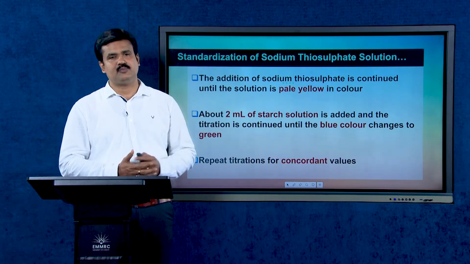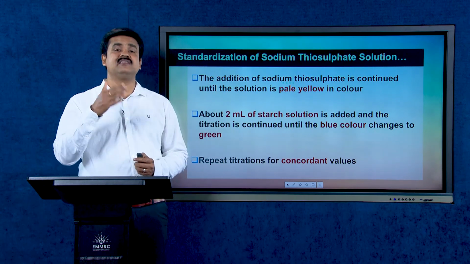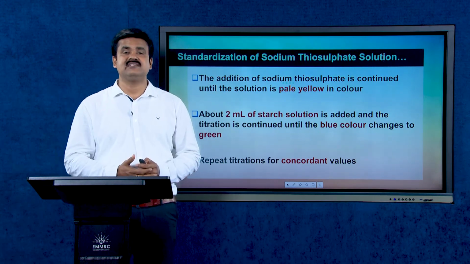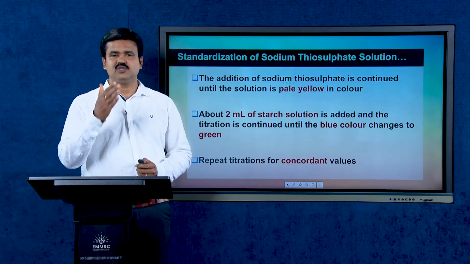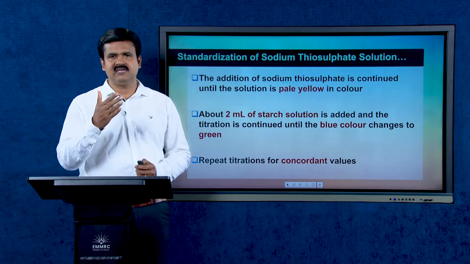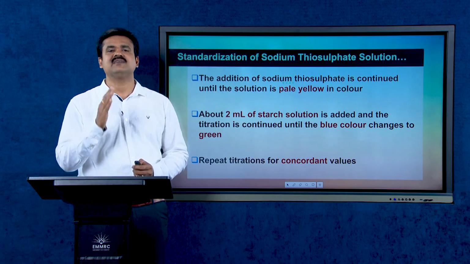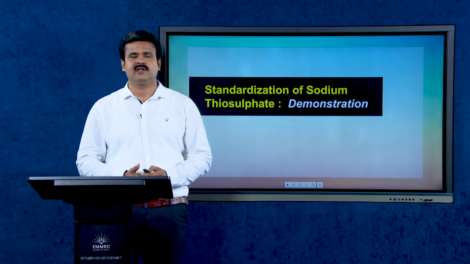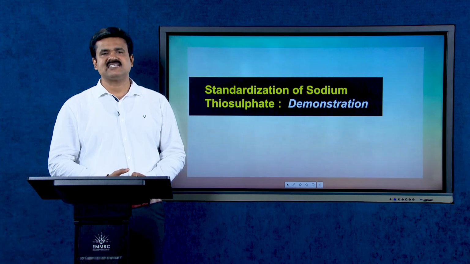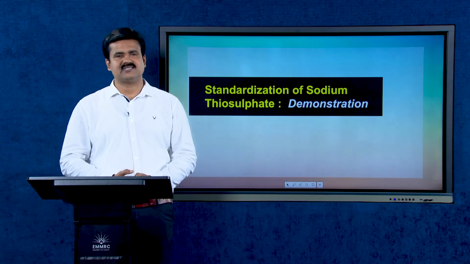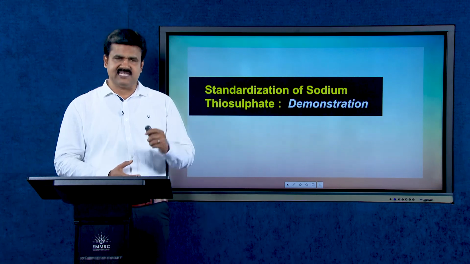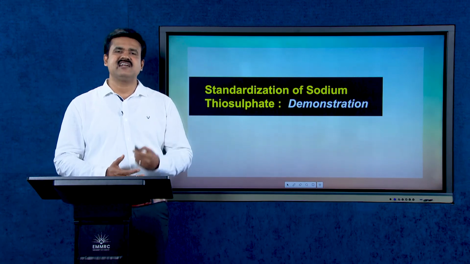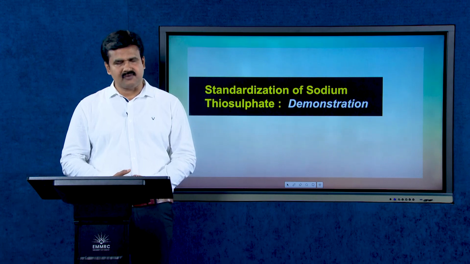That is the end point. Now you have to repeat the entire titration to get the concordant values. Concordant values means 2 values in 2 adjacent titrations must be the same. Now, standardization of sodium thiosulfate. Now we are demonstrating the experiment, the titration for the standardization of sodium thiosulfate.